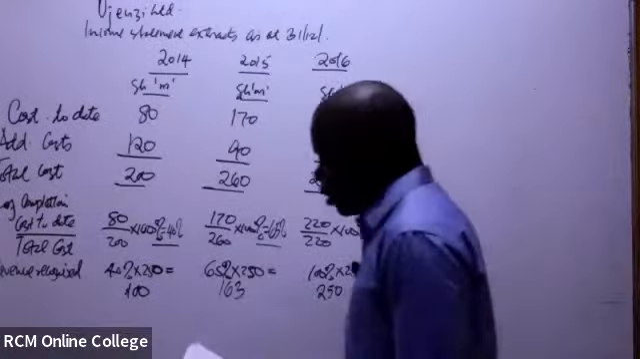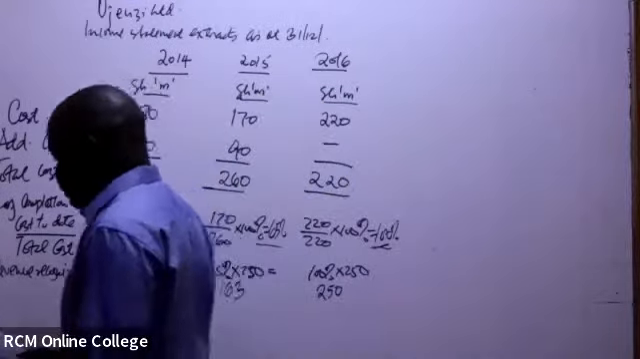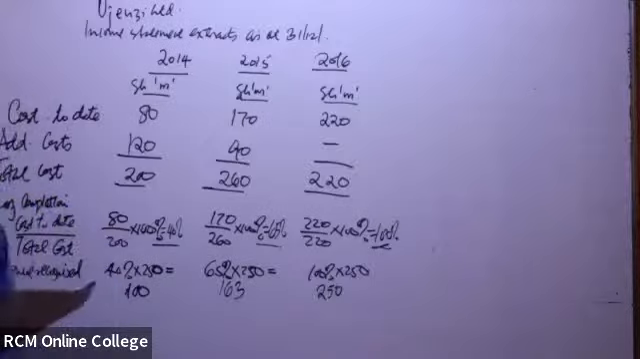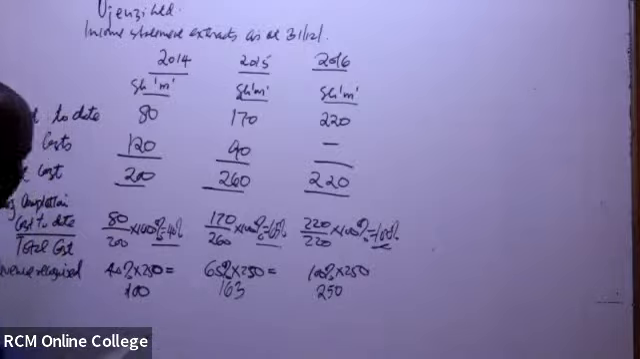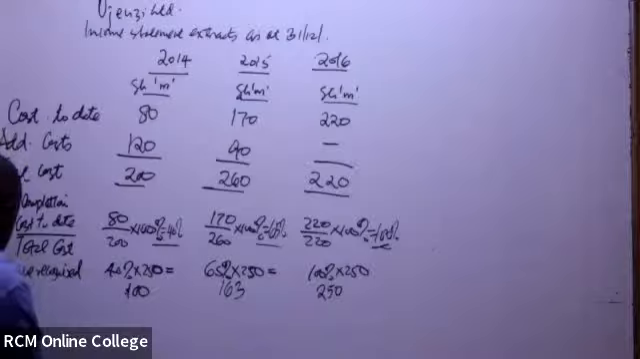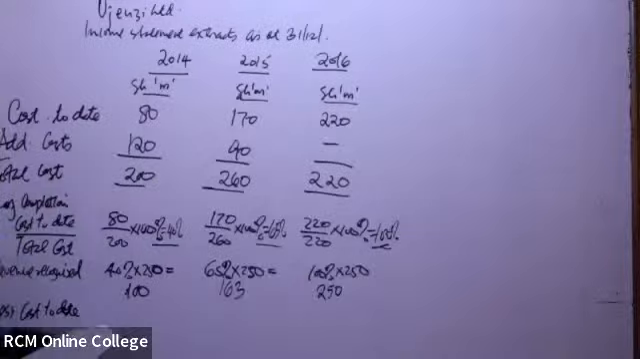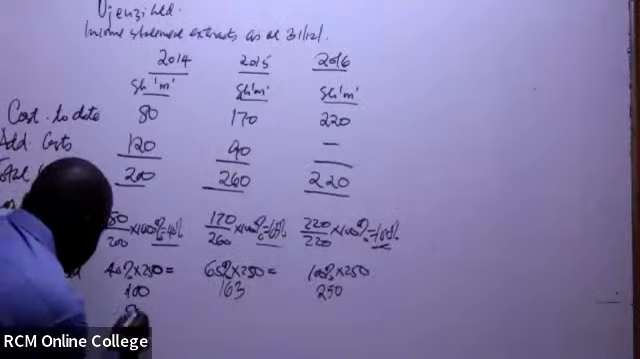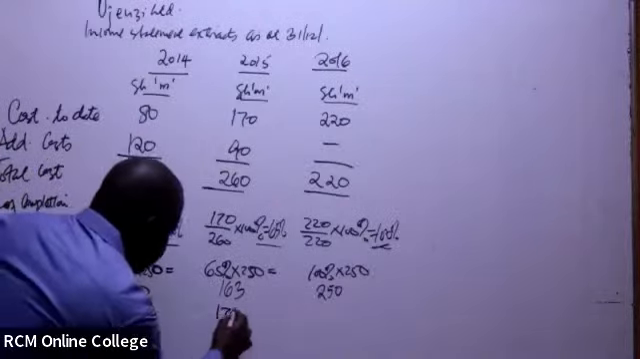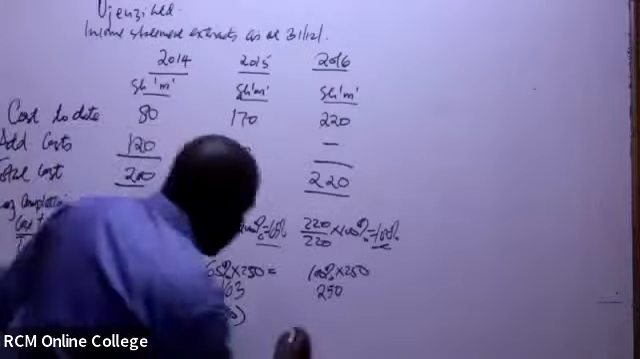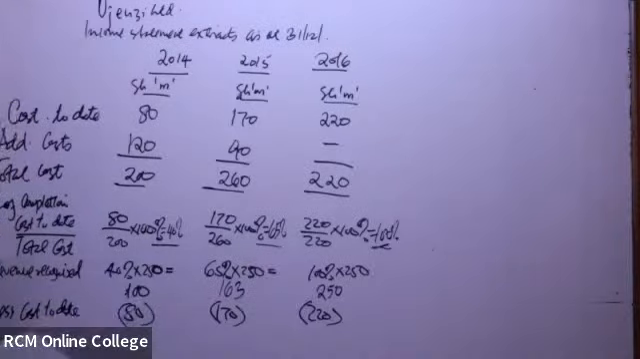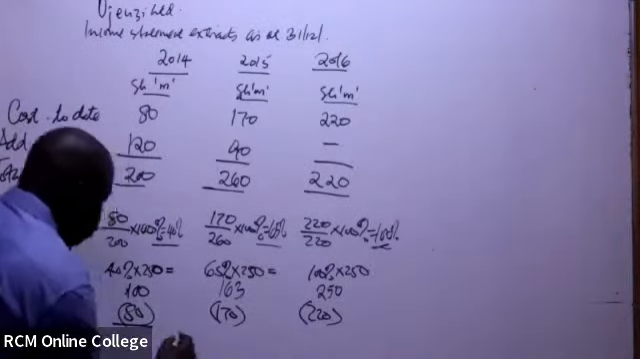Then on the revenue recognized, you are supposed to less, not to add. You less the cost to date, which in this case are these figures. It is actually 80, it is 170, it is 220. So in this case, we should be able to get the gross profit or loss.